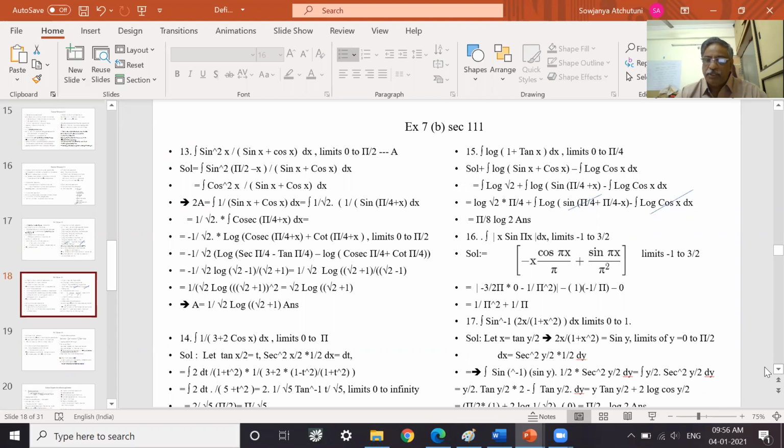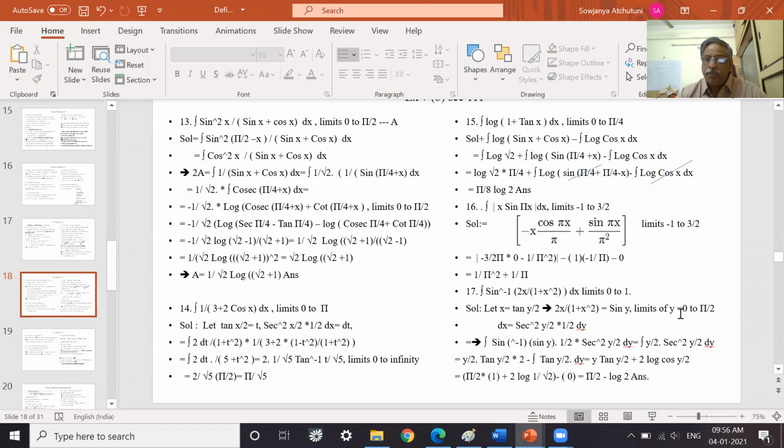So my total answer is, when I substitute my limits, what are the limits now? When I use x is equal to tan y by 2, when x is 0, y is 0. Oh sorry, x is 0 to 1. So when x is 1, tan of y by 2 is 1, so y by 2 is pi by 4. So y is pi by 2. So when I substitute those limits, I am getting pi by 2 minus log 2.